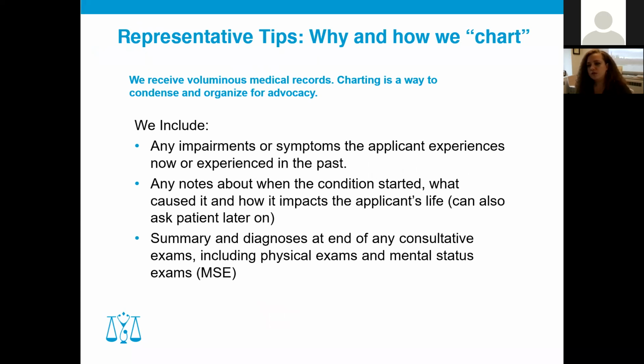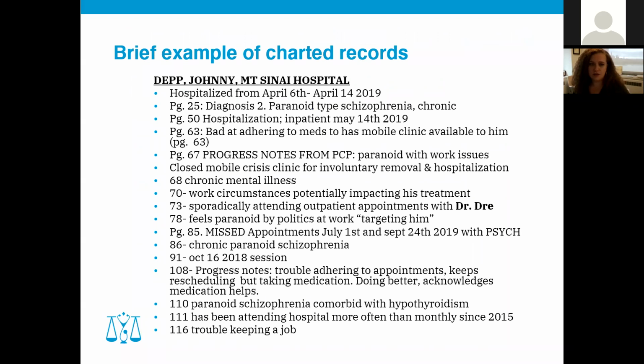So I wanted to give more tips about how we usually process applications and prepare for filing or appeals. Basically, we use something called charting. Medical records can be extremely long, thousands of pages sometimes, depending on how long a person was sick. And charting is a way to condense and organize it. Many of you may use the same thing, but I just thought it would be good to mention to include any impairments or symptoms that a person experiences, notes about when the condition started, what caused it, and how it impacts the person's life, and a summary and diagnosis at the end of any consultative exams, including mental status exams. So this is what an example of charted records looks like.